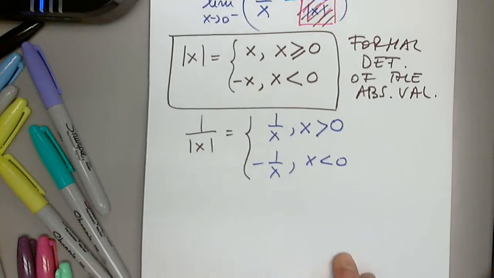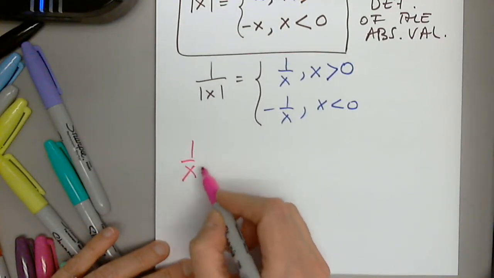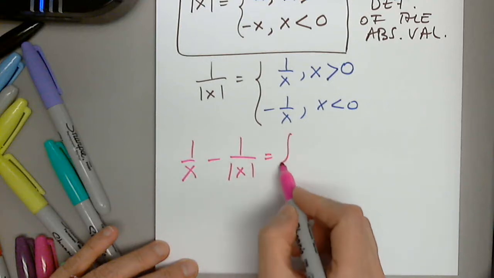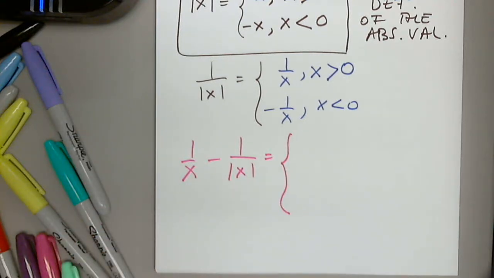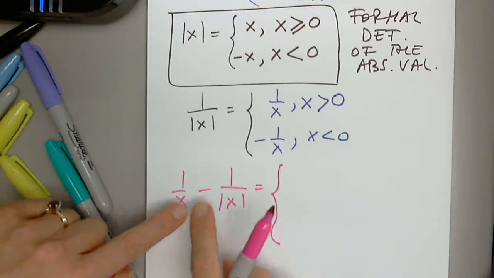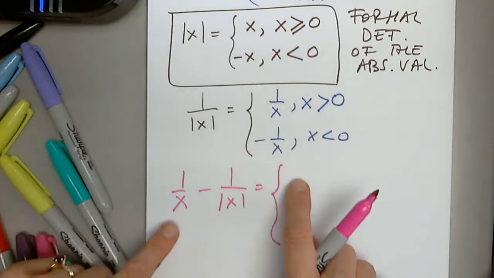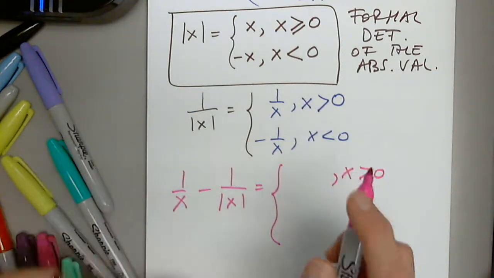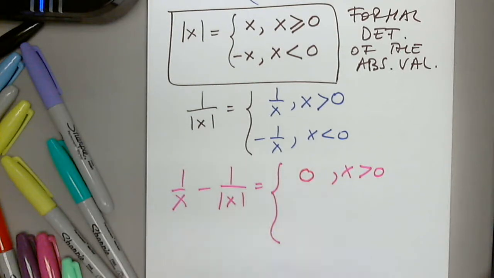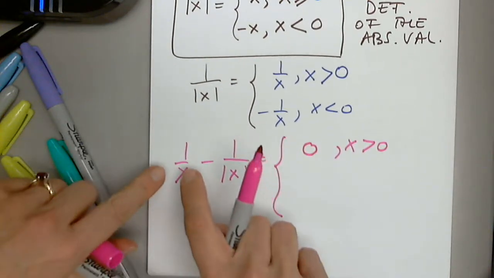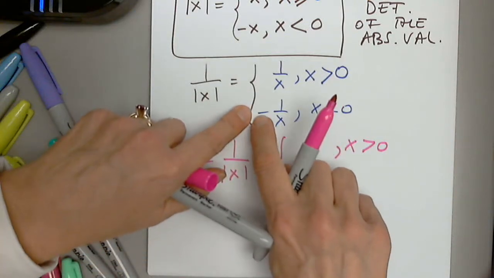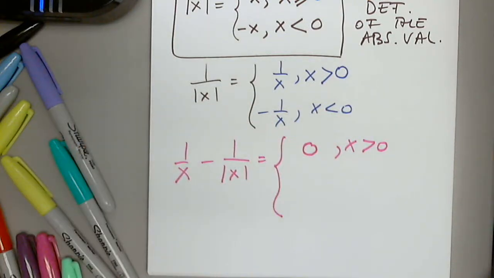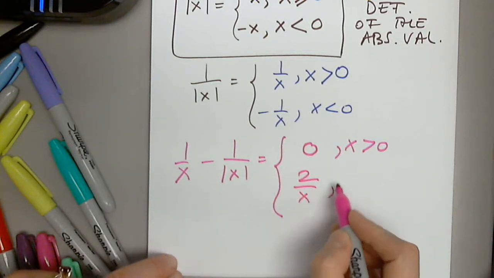And now I want to put the whole thing together. So I have 1 over x minus 1 over the absolute value of x. What do I get for x greater than 0? 1 over x minus the first option. Excellent. What is the second option? 1 over x minus negative 1 over x, which is 1 over x plus 1 over x, which is 2 over x.